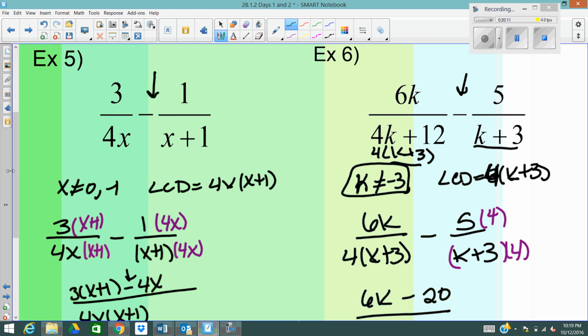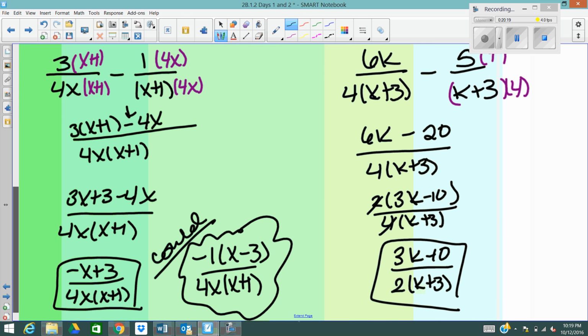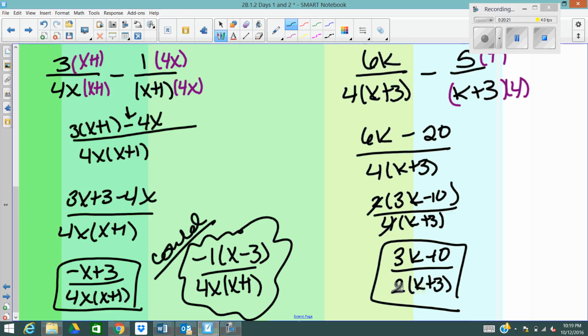So my fraction on the left, 6k over 4 times the quantity k plus 3, already has the common denominator. My fraction on the right has the k plus 3, but does not have the 4. So multiply top and bottom by 4. Now both fractions have that common denominator, so we can actually subtract. So up top I get 6k minus 20 over that common denominator.